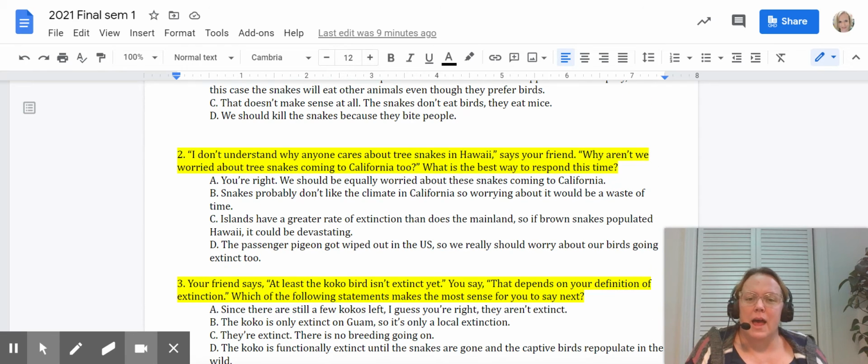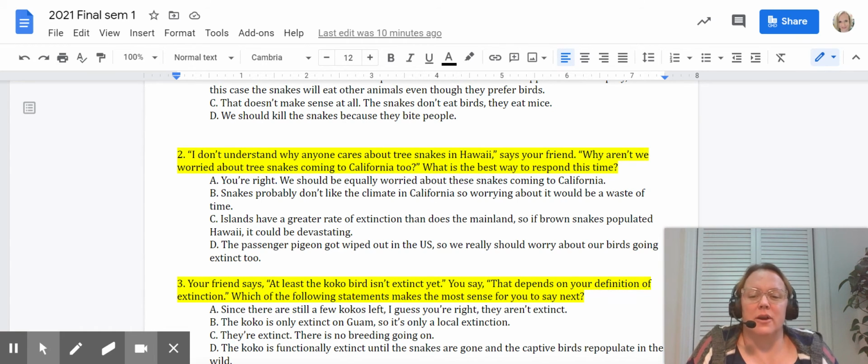Number 2. I don't understand why anyone cares about tree snakes in Hawaii, says your friend. Why aren't we worried about tree snakes coming to California too? What is the best way to respond this time? A. You're right. We should be equally worried about these snakes coming to California. B. Snakes probably don't like the climate in California, so worrying about it would be a waste of time.